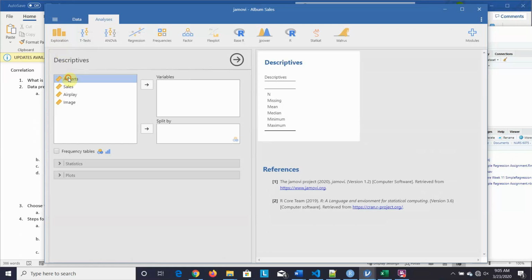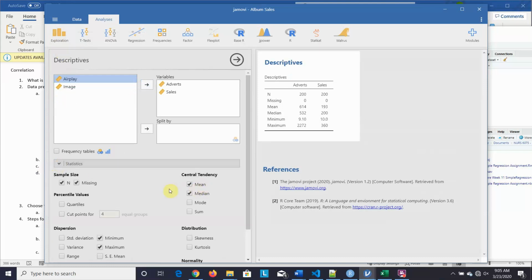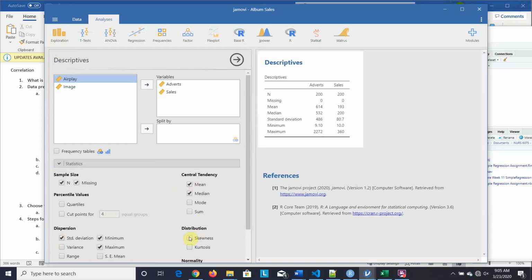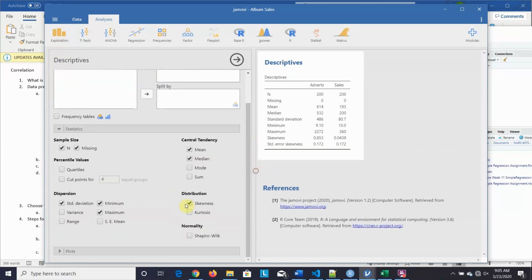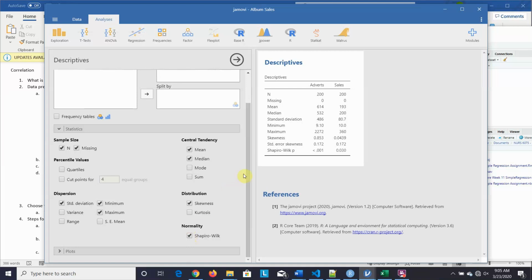So let's go ahead and move adverts and sales over to our variables box. And under statistics, we have mean and median checked. Let's go ahead and get standard deviations, and let's get skewness. Sometimes I like to look at skewness. Let's go ahead and get our Shapiro-Wilk for normality test. If you're in SPSS, you're going to get a Kolmogorov-Smirnov, but Jamovi and R use this Shapiro-Wilk.